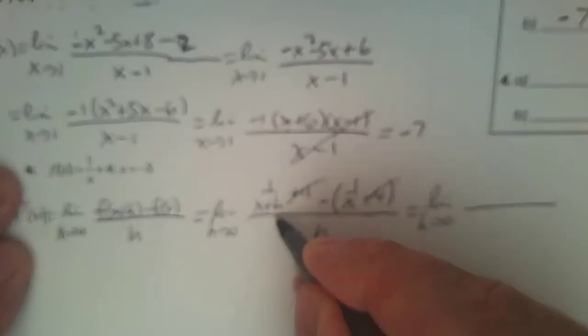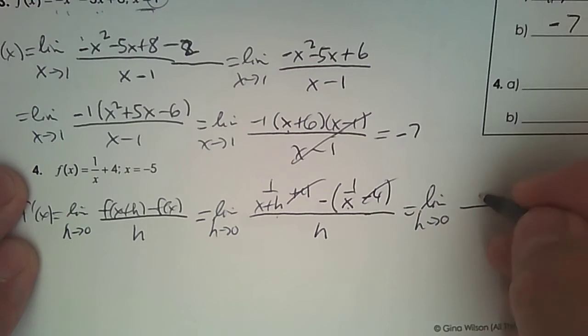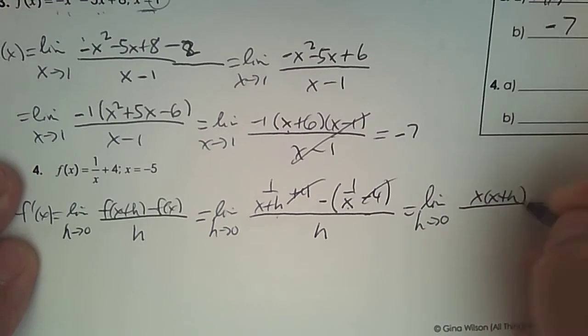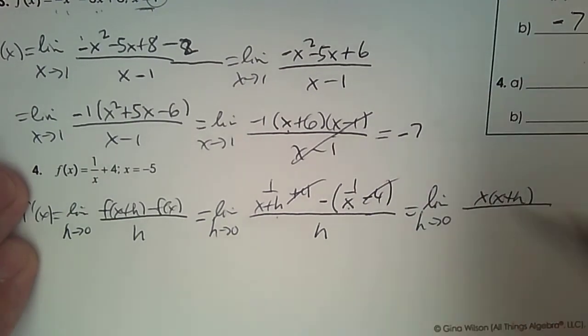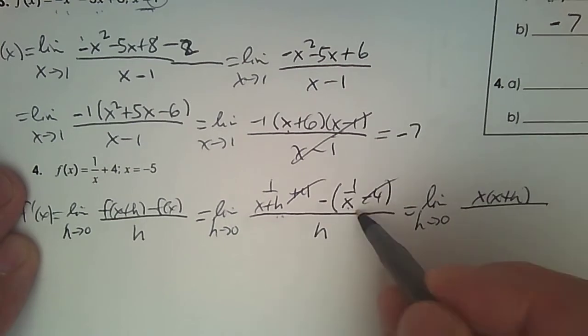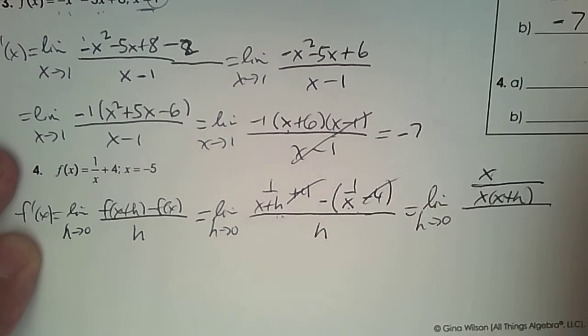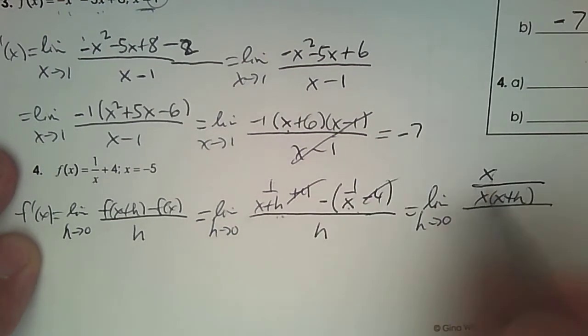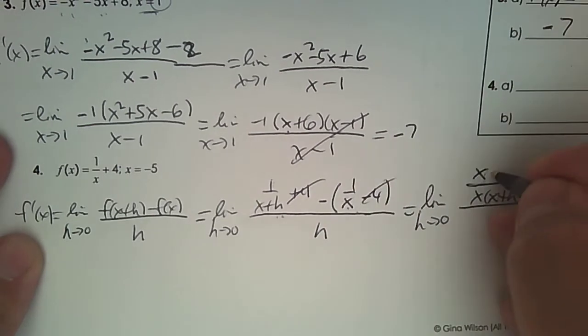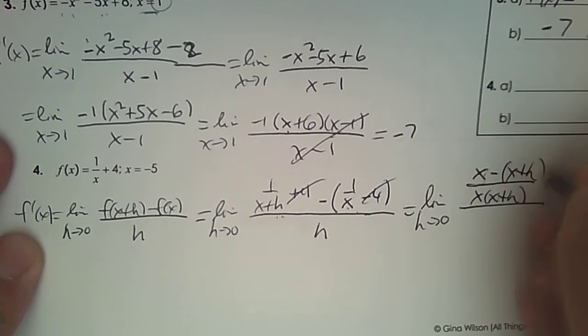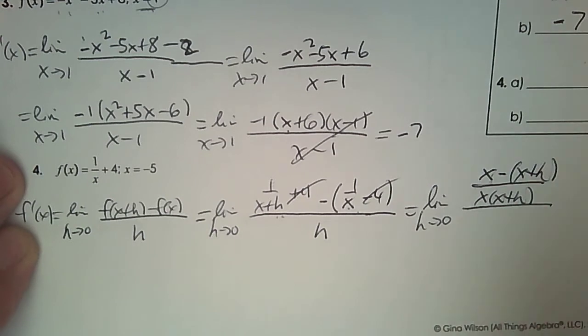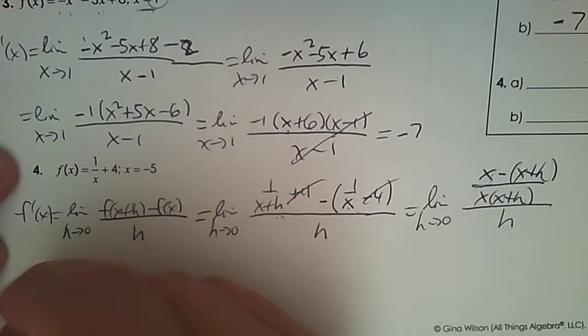But x and x plus h, I need a common denominator. So the common denominator is going to be x times x plus h. So the first denominator needs an x, top and bottom, and x times 1 is x. The second one needs an x plus h, and I'm subtracting, so use parentheses. And that's all over h. We're almost there as h approaches 0.